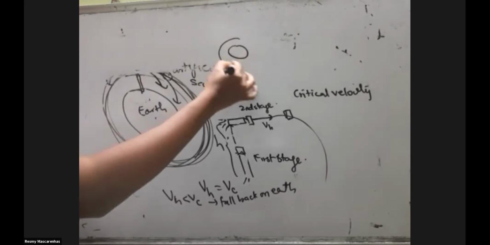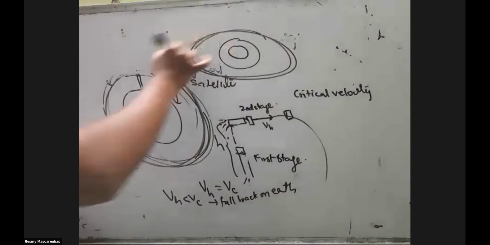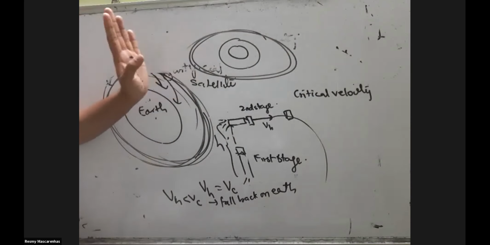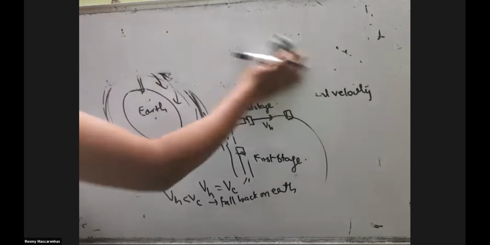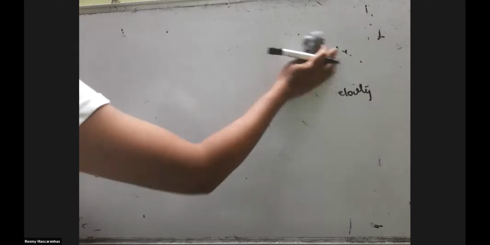If this is your Earth, this is a circular orbit, which is the Earth's orbit. If not, then it would be going right like this in space. It's like this, elliptical. It is outside even the gravity of the Earth. So that critical velocity is called the escape velocity.